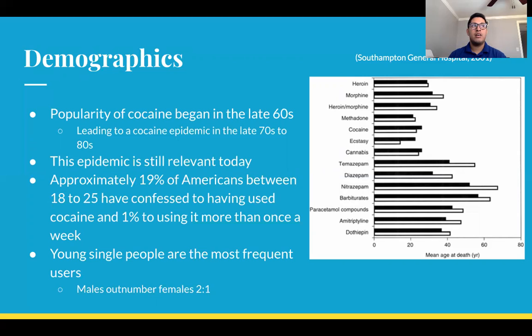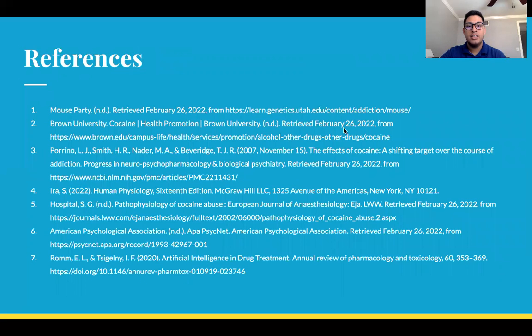A sort of demographic of people who may use it more tends to be young single people are the most frequent users, typically males outnumbering the females in a ratio of 2-to-1. And then in this diagram, you can see the mean ages of death in a year of different drugs, and you can see cocaine right here coming in at about 40 million a year. And these are my references.